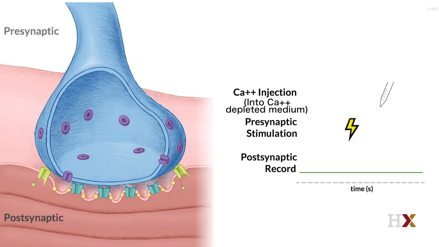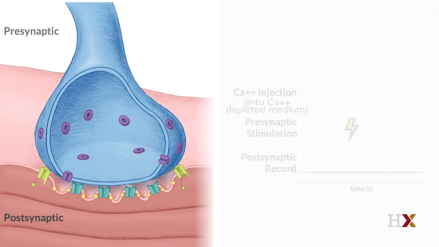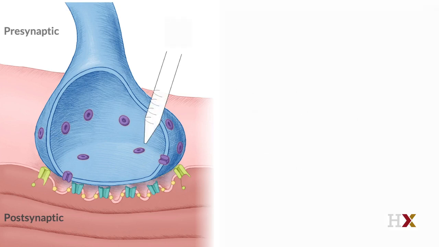To test our understanding of calcium's role, let's consider an experiment where instead of puffing calcium outside of the cell, let's imagine we have a pipette that allows us to inject calcium directly into the intracellular space of the presynaptic terminal.